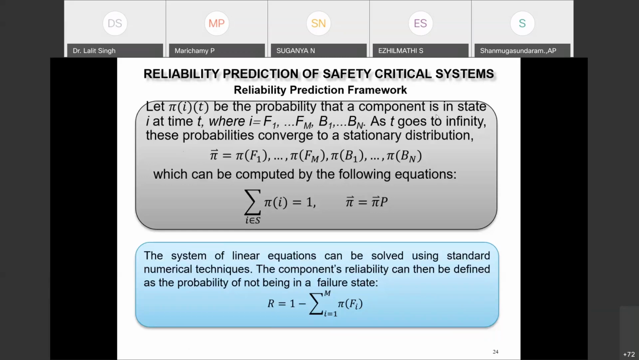So that is what, as t goes to infinity, theoretically we have assumed that when the time is infinite, all the probabilities will converge to a stationary distribution. This can be computed by these two important equations. The first equation is very simple. It is only saying that the total probability will always be equal to 1. So if you sum up the probabilities of the system being in different states, it will come to 1 at a time.